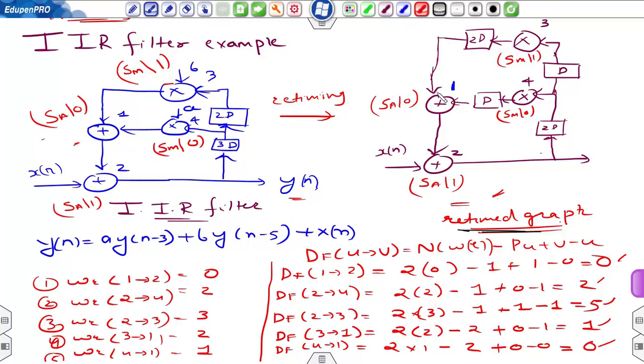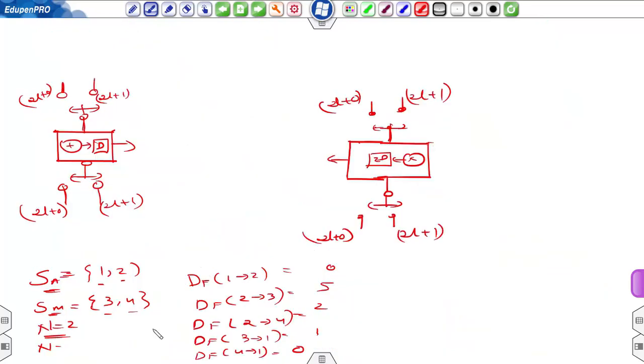Okay, so this is the critical path, 1 plus 1, 2. Or individually, for this multiplier, the computation time is also 2. So T sampling is 2. In other words, I can say that T iteration is also 2. And also it is given that the iteration period is 2.